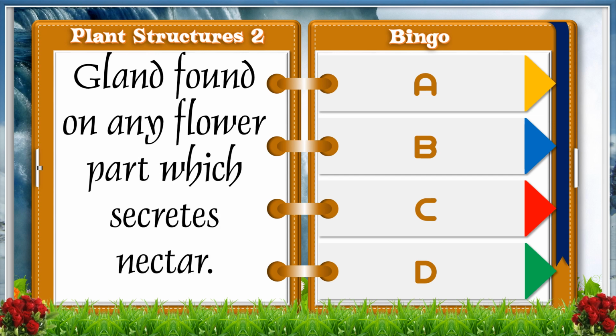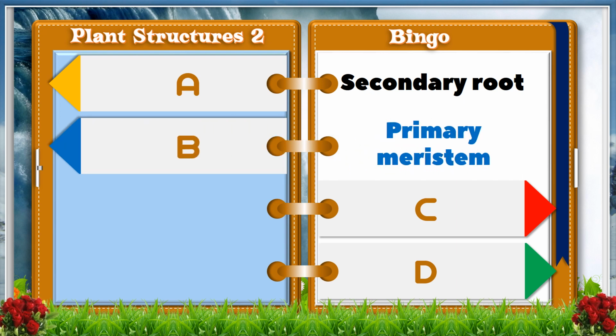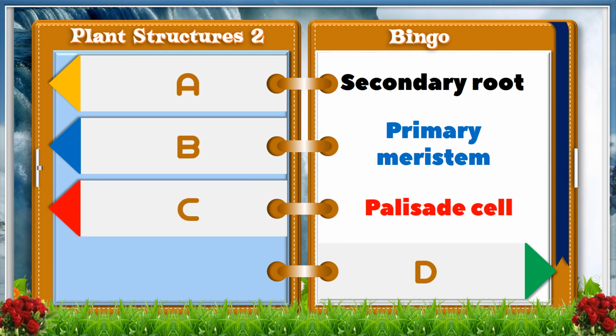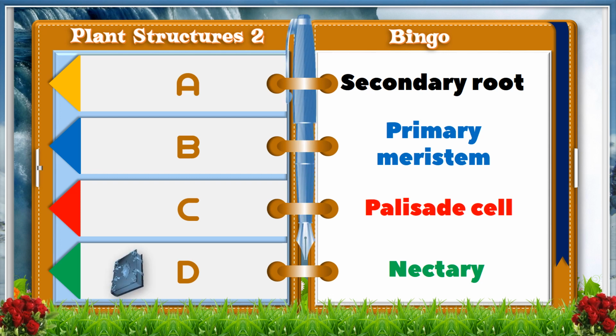Gland found on any flower part which secretes nectar. A. Secondary root. B. Primary meristem. C. Palisade cell. D. Nectary. And the answer is D. Nectary.